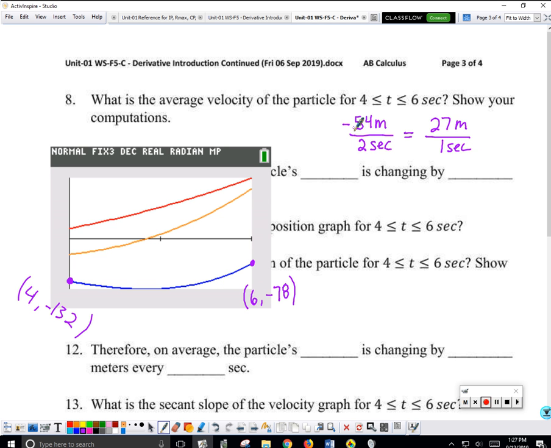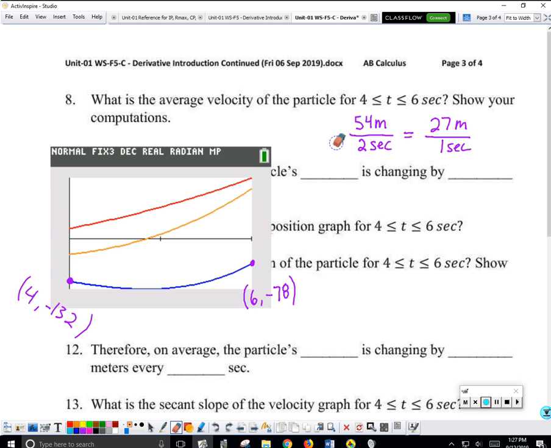Oh no, positive, because we went from -132 to -78, so it is positive. Good comment. Velocity can be negative, but speed can't be. Correct. If the position had gone down, then our change in position would have been negative, and our velocity would be negative. So if it was 6 to 4, it would be -27 meters per second. They won't ever ask you to go backwards, but that's the right idea.